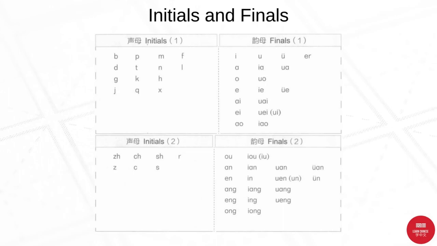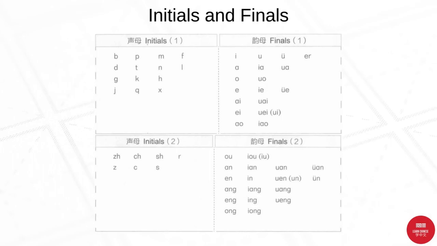Here I have given two different initials and finals. Initials 1 go with finals 1, and initials 2 go with finals 2 only. Here I will read the pronunciation of each initial and final. My reading will be from left to right and up to down.